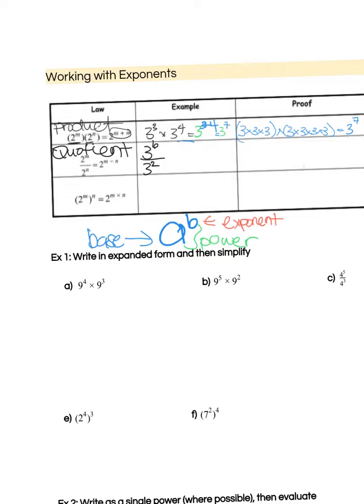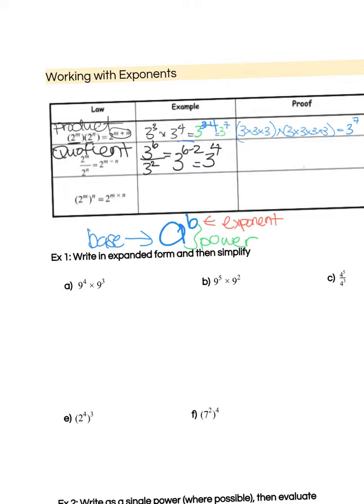It's a little 6. It's an exponent. And we said that in my quotient rule, I'm going to subtract my exponents. Okay. I'm going to do the same thing here. I'm going to rewrite my base. And now I'm going to do 6 minus 2. 6 minus 2 is 4.